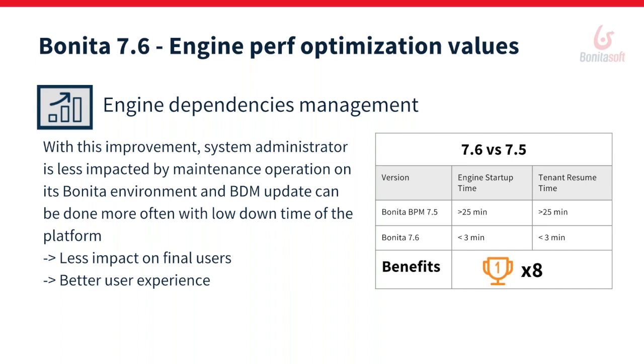We optimized that by adding a caching layer. So basically now, when the engine builds the different class paths for each single process definition, it will still have to go get the jars, but before it goes to the database to get the jar, it will check if that specific jar is in the cache.